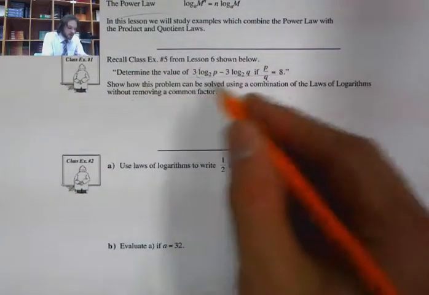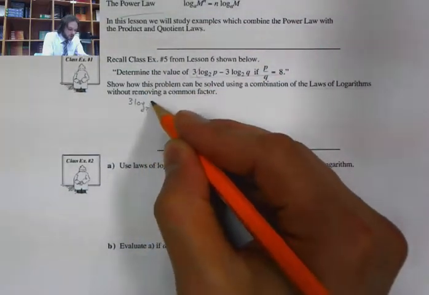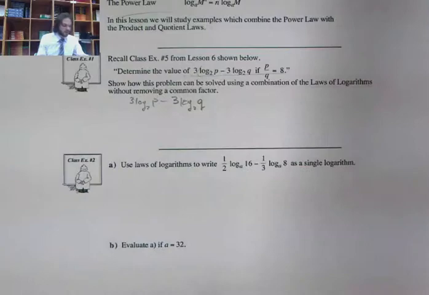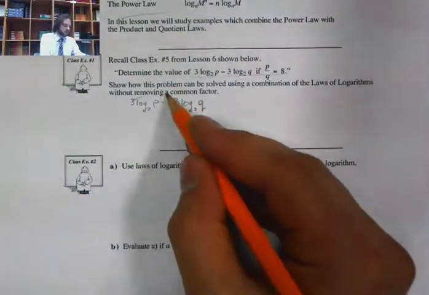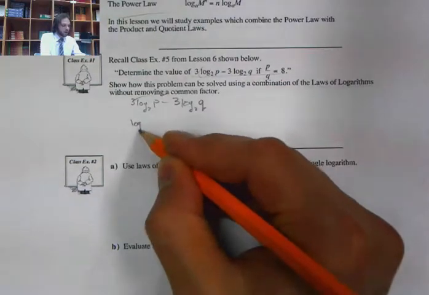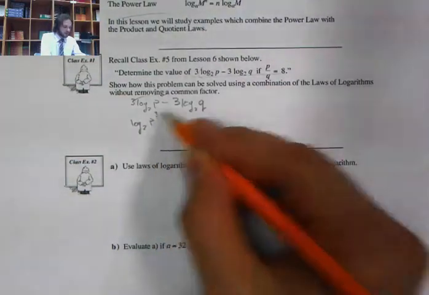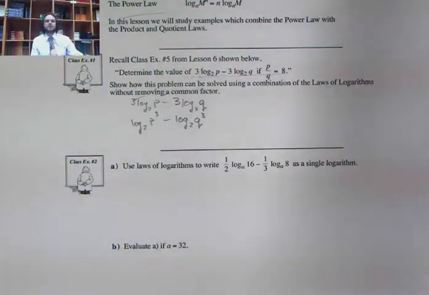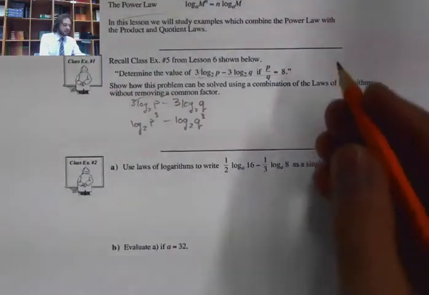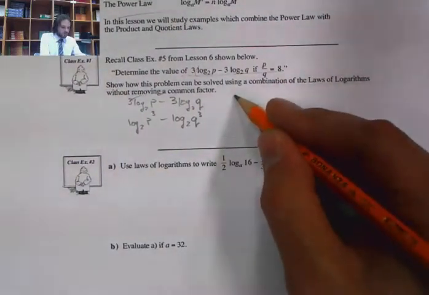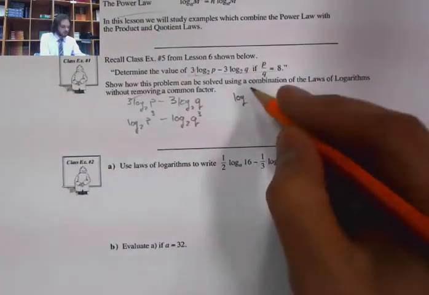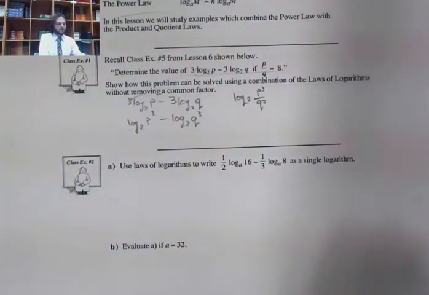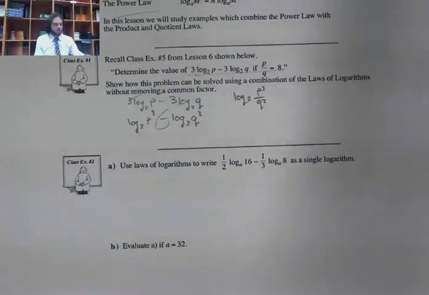So we have 3 log 2p minus 3 log 2q. Right there. Now we're going to simplify this. I can move these 3's up as exponents because of my power law. So I get log 2 of p to the 3 minus log 2 of q to the power of 3, because that's my power law. Now I can divide these. So I end up getting log 2 of p to the 3 all over q to the 3, because this means division. We use my quotient law.